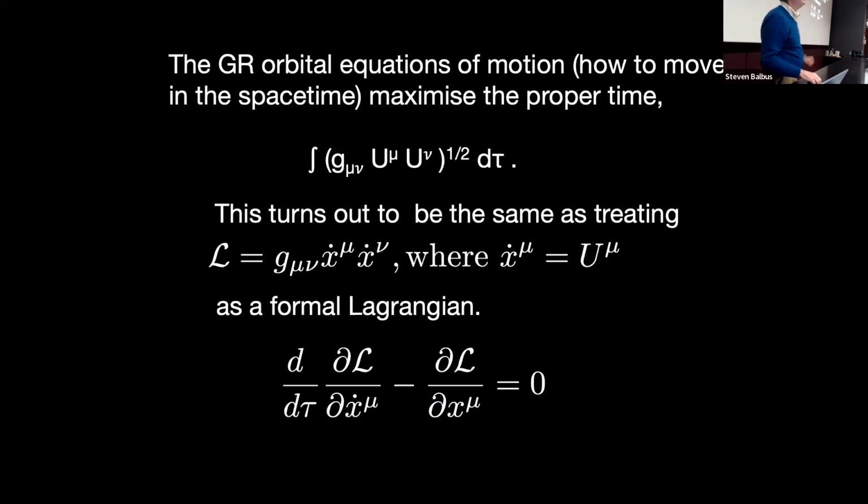And the same thing works in general relativity, except that we don't minimize the distance, we maximize the proper time tau.